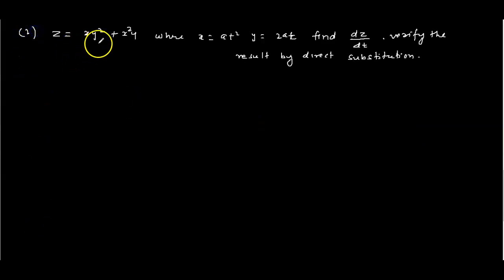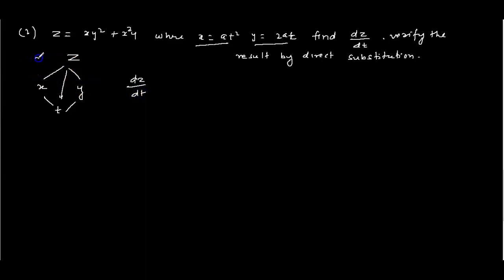Z is equal to x y square plus x square y, where x is equal to at square and y is equal to 2at. We have to find dz by dt, the total derivative, and verify by direct substitution. So you can check here, z is dependent upon x and y, and this x and y totally depend upon t. So we need to find dz by dt.